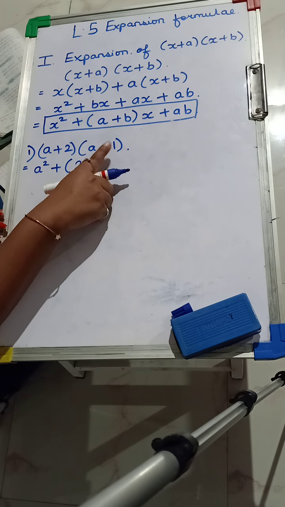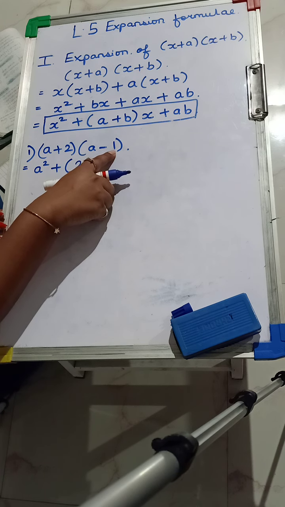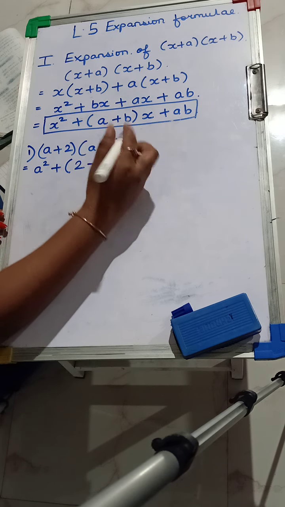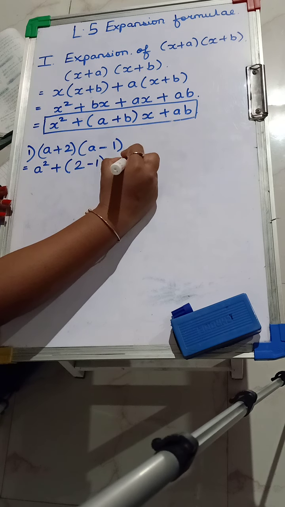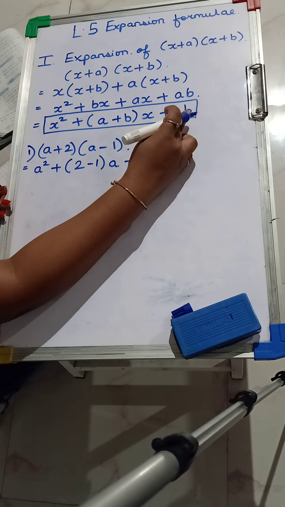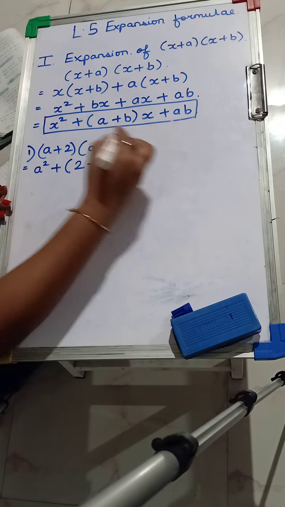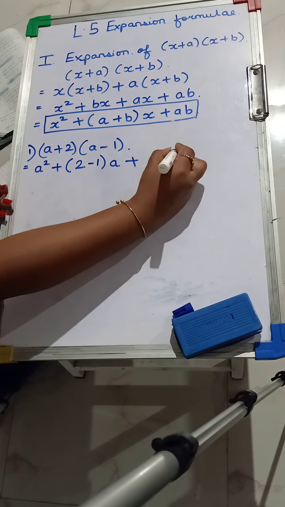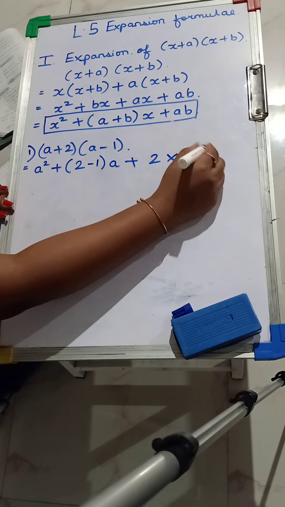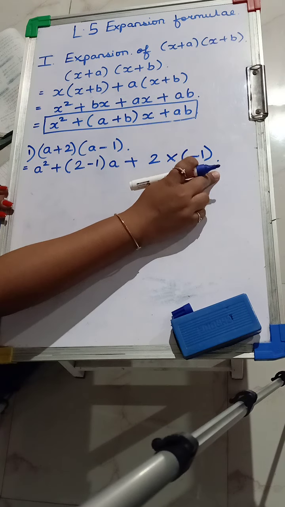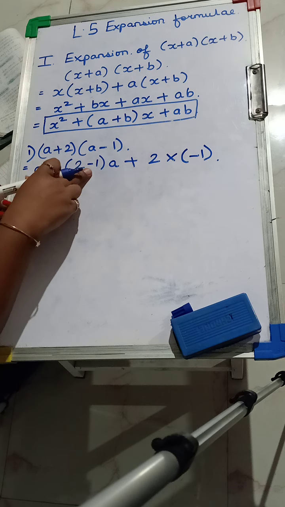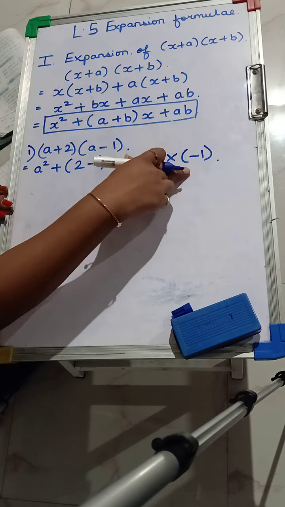Plus b it is. But in this sum the b that is there is minus, so we are going to write here minus 1. x. x is what? a. Plus ab now. ab means what? Between a and b we are supposed to multiply. So a is 2 multiplied by b. How much is our b? Minus 1. So we have just substituted it according to the formula: a square, that is x square, plus a plus b x plus ab.